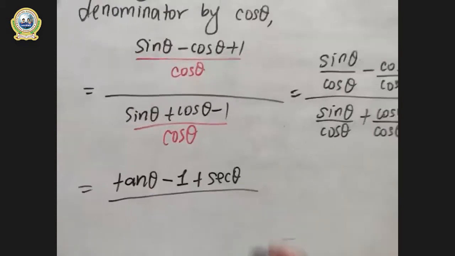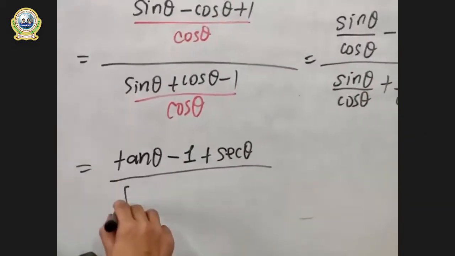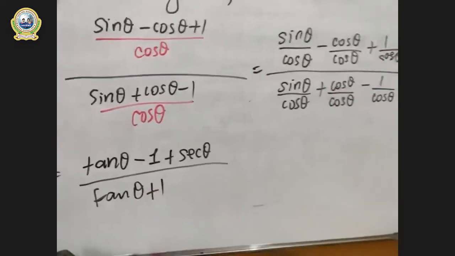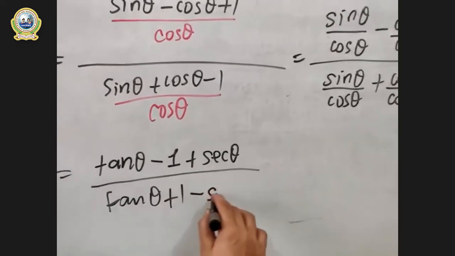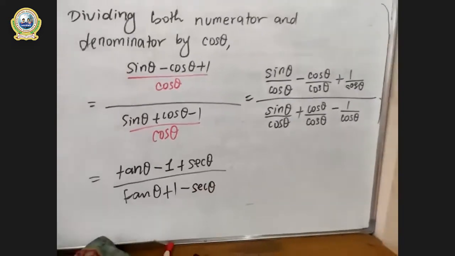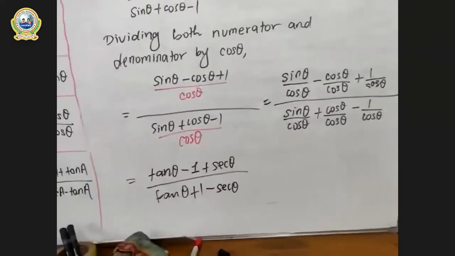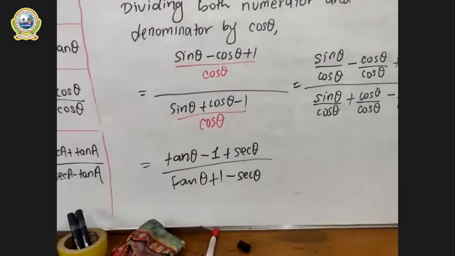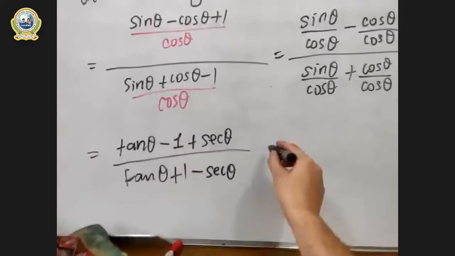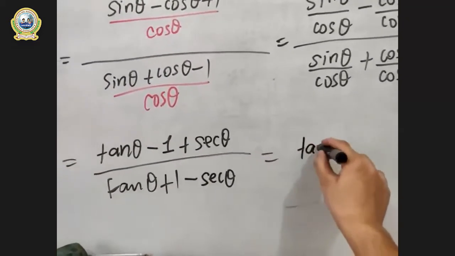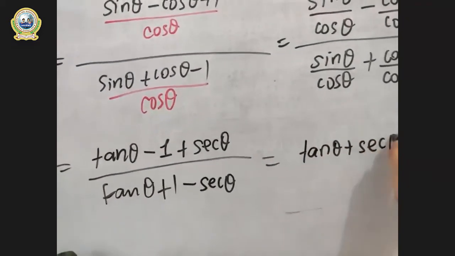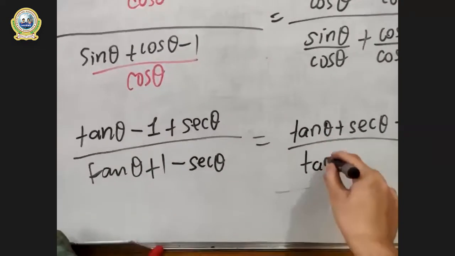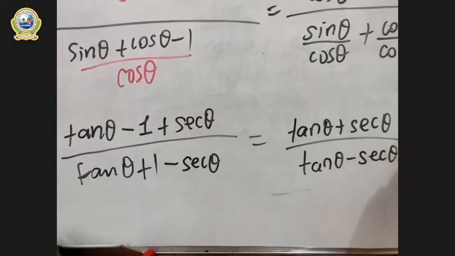And in the denominator part, you can write sine by cos as tan theta. Very simple, right? So cos by cos will be 1. Is this clear? And 1 by cos will be again sec theta. Now look at this. We have successfully converted the question into tan and sec format. So let's arrange this first. Now this can be arranged as tan theta plus sec theta minus 1, and in the denominator part it will be tan theta minus sec theta plus 1.